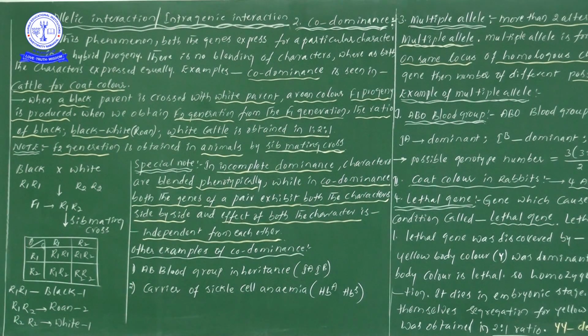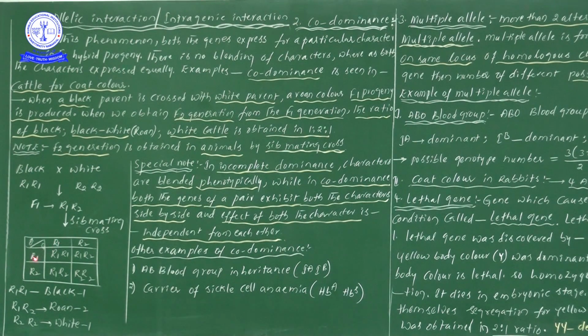A sib mating cross is nothing but mating between related offsprings, meaning half sister, half brother, likewise. All these offsprings must come from the same parent. In this situation we are crossing between these offsprings, so definitely there is a blood relation. So F1 into F1 means R1R2 into R1R2. One R1R2 offspring is on one side and another on the other side; one we consider as male and the other we take as female.